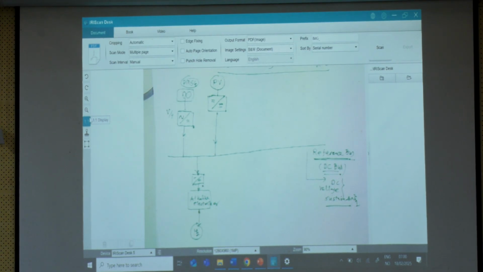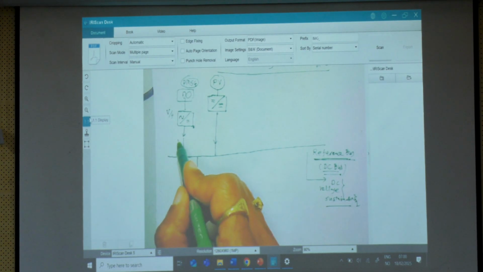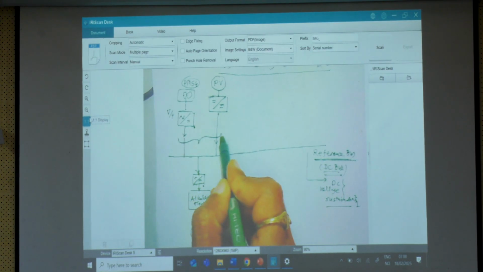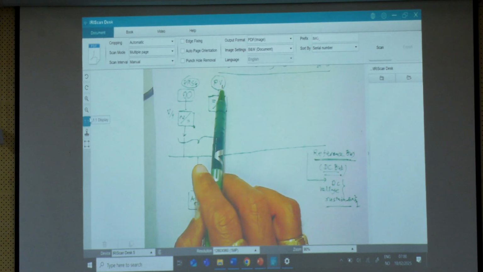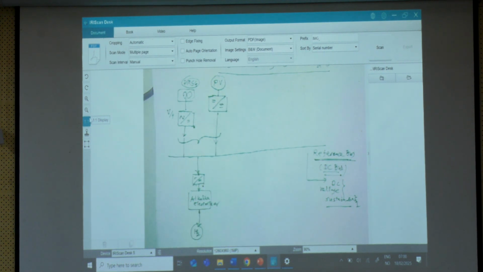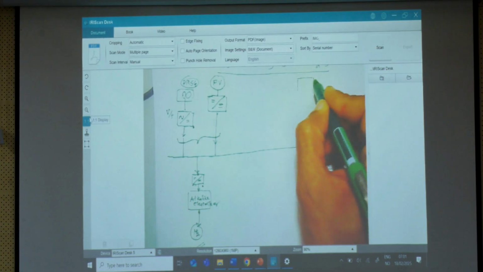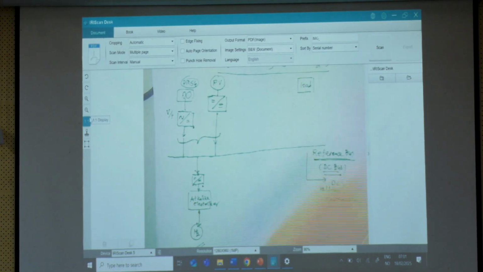Okay. Now, here in this case, it is very clear that we are supplying the energy from these renewable energy sources through the DC bus to the electrolyzer. Now, there may be another condition to take into account. We may need to utilize this hydrogen as a fuel for other applications also. So, let us say here we have some load also.